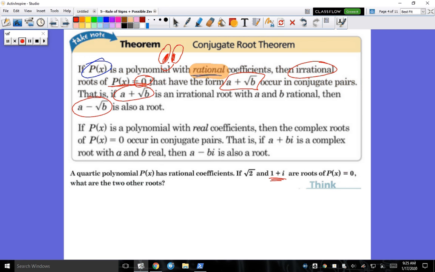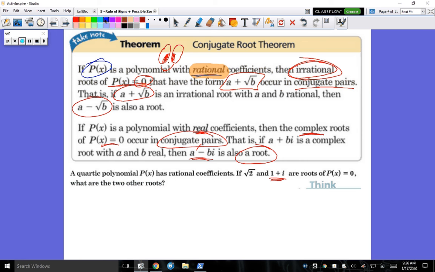If p of x is a polynomial with real coefficients, then the complex roots occur in conjugate pairs, as well as the irrational roots occur in conjugate pairs as well, right here. That is, if a plus bi exists, then a minus bi must also exist. If you have a left eye, you must have a right eye. Okay? All right.